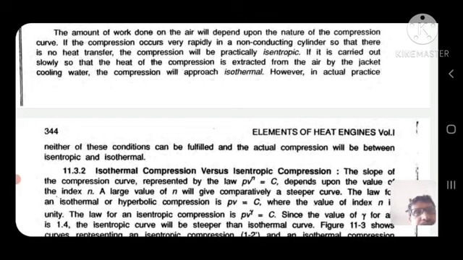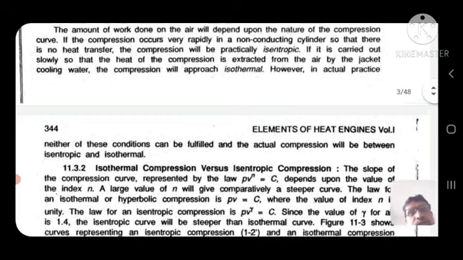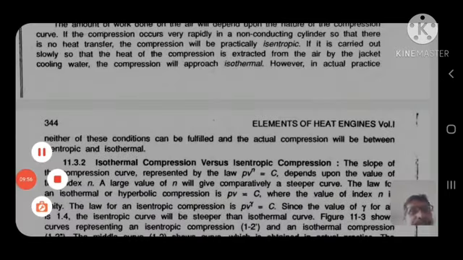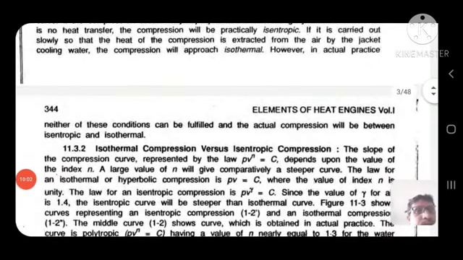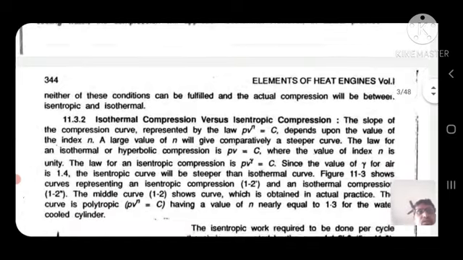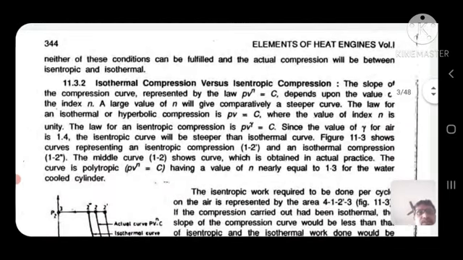If it is carried out slowly so that the heat of compression is extracted from the air by the jacket cooling water, the compression will approach the isothermal. However, in actual practice, neither condition can be fulfilled, and the actual compression line lies between isentropic and isothermal.